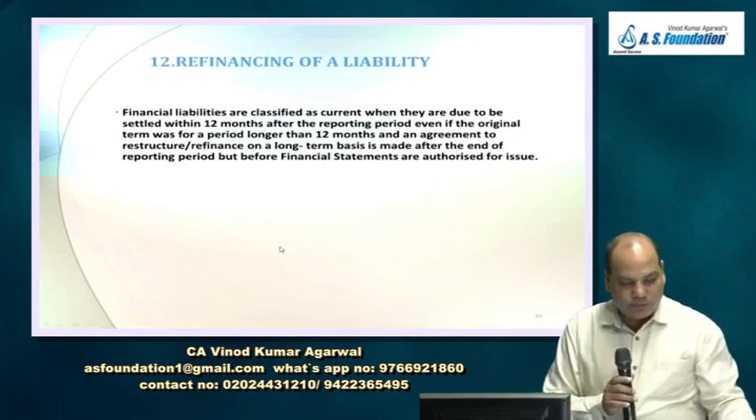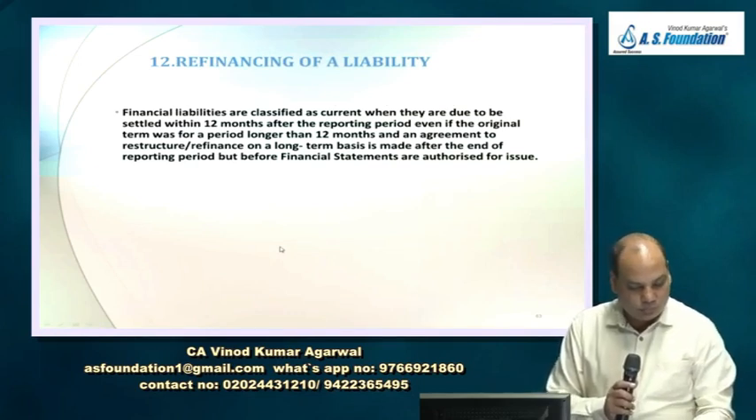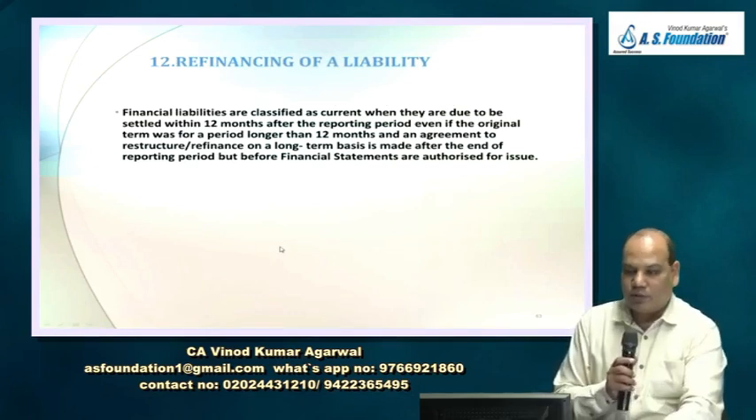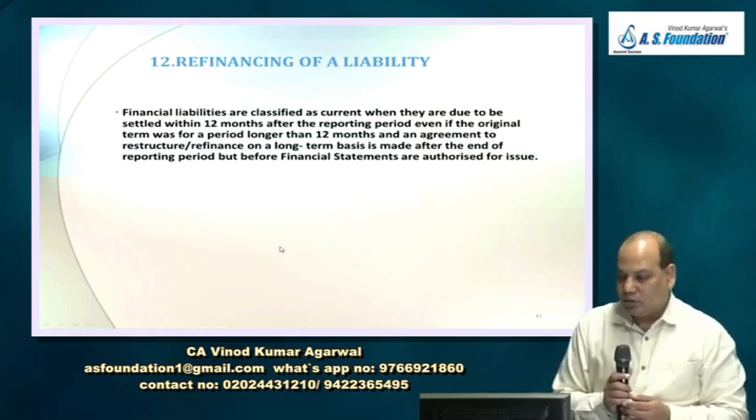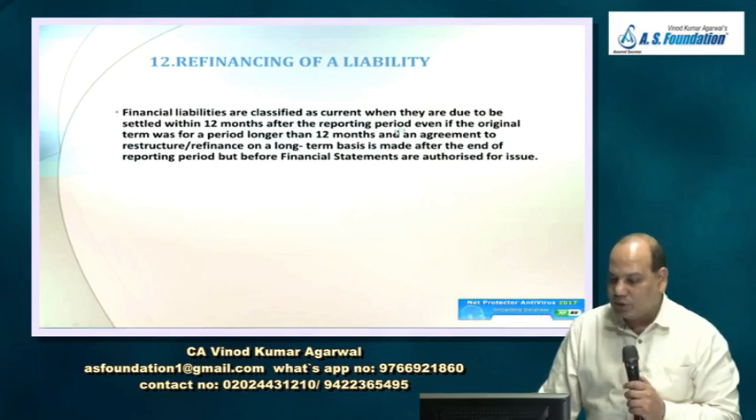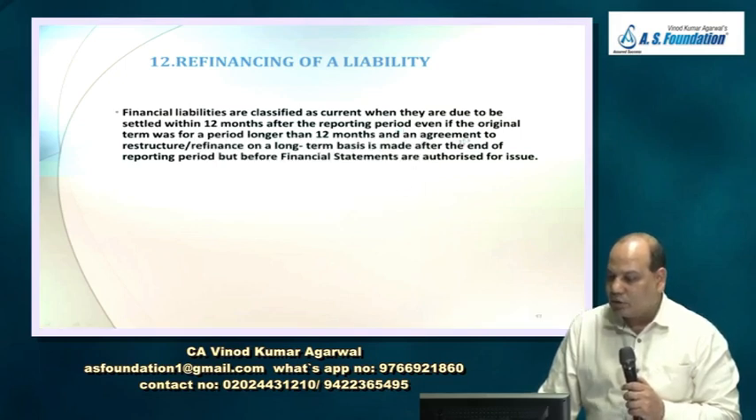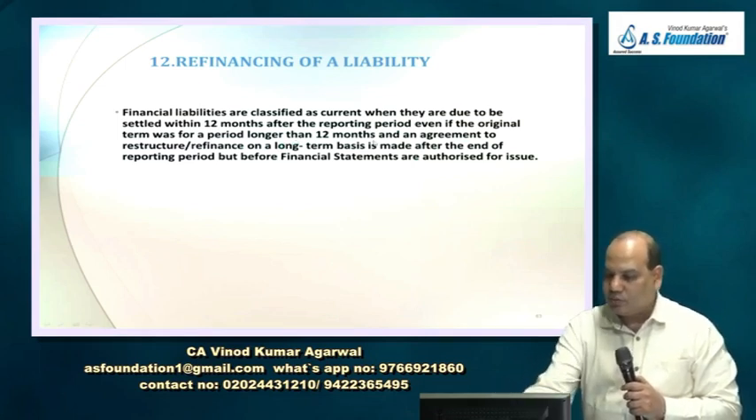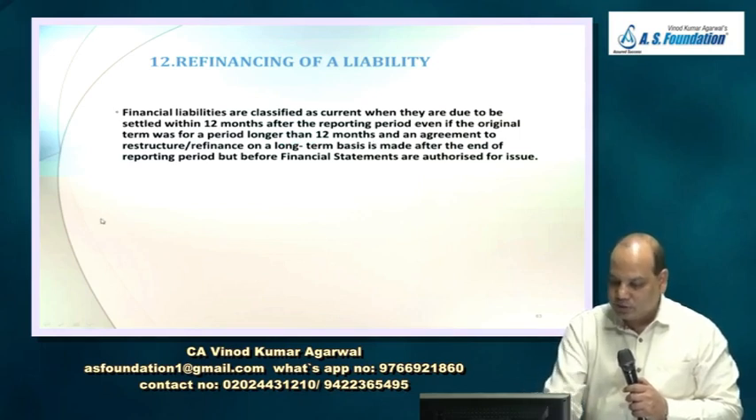Now this paragraph is there in the IAS 1. Refinancing of liability. Financial liabilities are classified as current when they are due to be settled within 12 months after the reporting period, even though the original term was for a period longer than 12 months. So first we'll read and interpret this part.